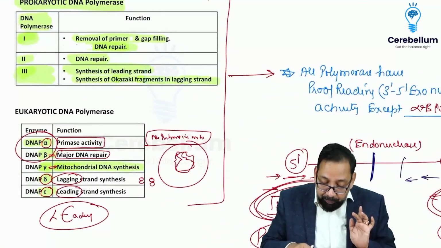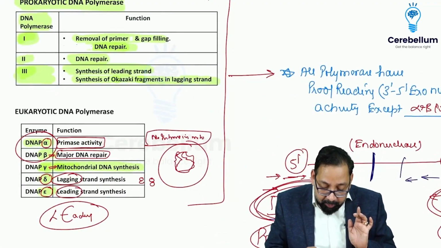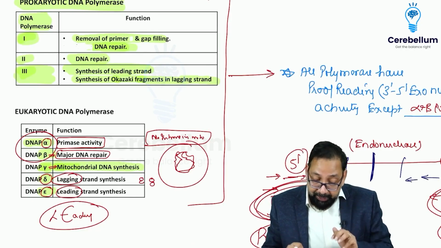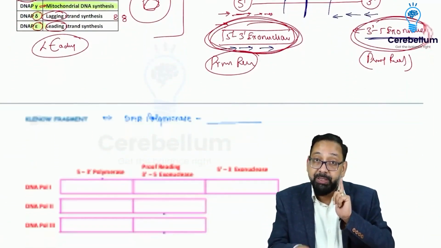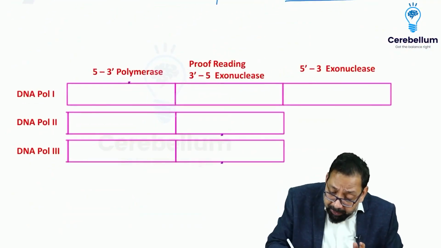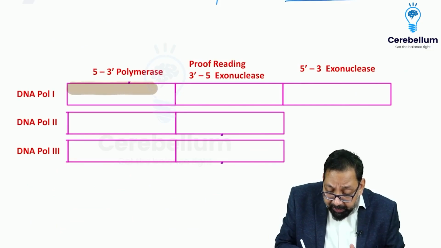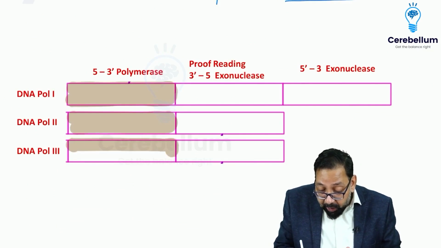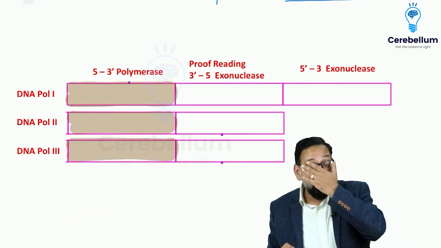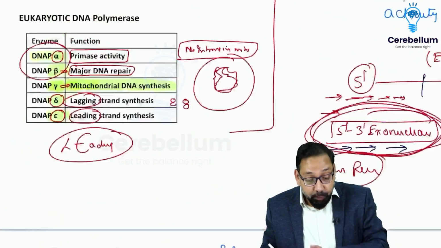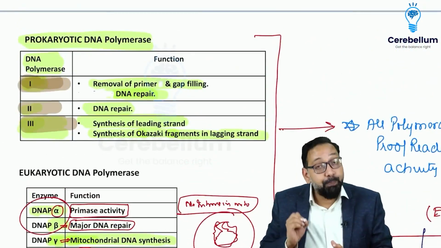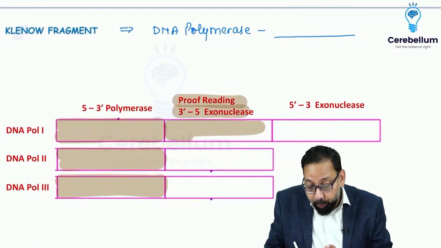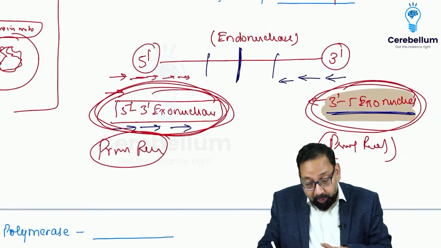All polymerases have proofreading: 1, 2, 3, gamma, delta, epsilon. Out of these 8, 6 have proofreading, except alpha and beta polymerase. A question is asked. DNA polymerase 1, 2, 3 can all synthesize DNA, and DNA synthesis always occurs in the 5 to 3 direction. So all these 3 have 5 to 3 polymerase activity, definitely. All these 3 have proofreading, so all these 3 have 3 to 5 exonuclease activity. I told you proofreading is 3 to 5 exonuclease activity.